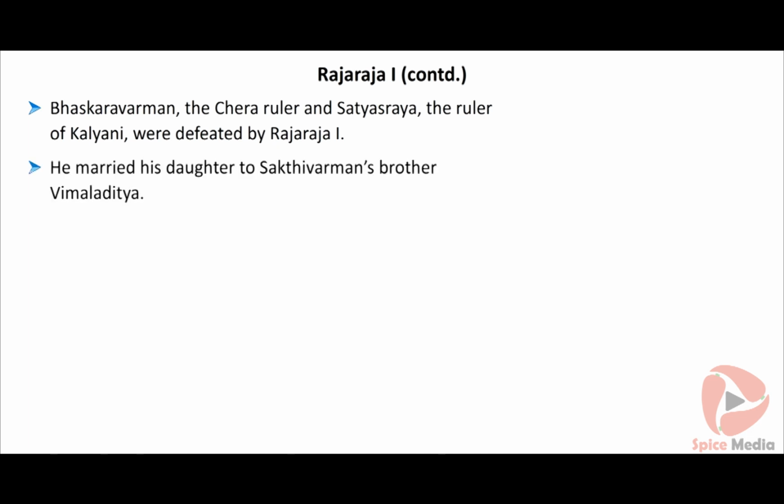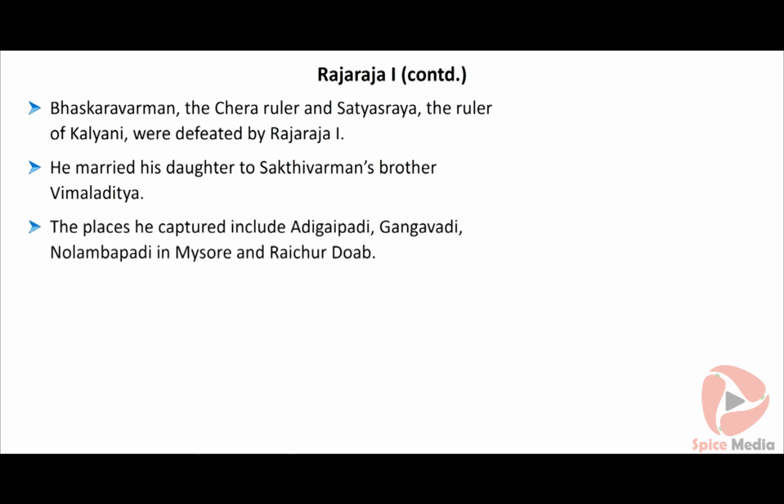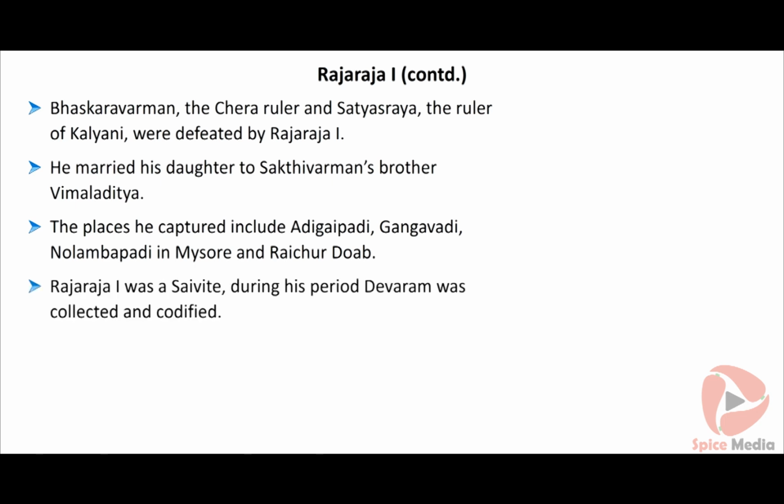He also gave his daughter in marriage to Shaktivarman's brother Vimala Aditya. The places he captured include Adigaipadi, Gangaivadi, Nolambapadi in Mysore, and Raichur Doab. Rajaraja I was a Saivite. During his period, Devaram was collected and codified.